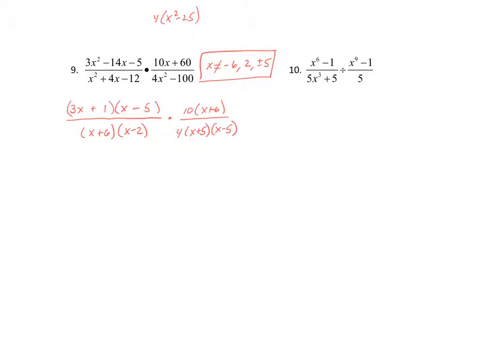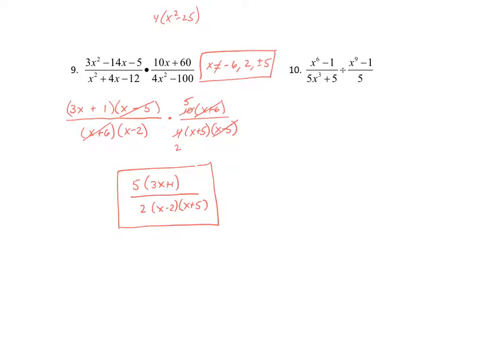Let's simplify what we can. X plus 6 and an x plus 6, an x minus 5 and an x minus 5. 2 goes into 4 twice. 2 goes into 10 5 times. So I'm left with 5 times 3x plus 1 over 2 times x minus 2 times x plus 5. Okay, that looks like my simplified form. Let's close with parentheses there. Okay, no need to multiply those through. And along with my restrictions, that's my final answer.